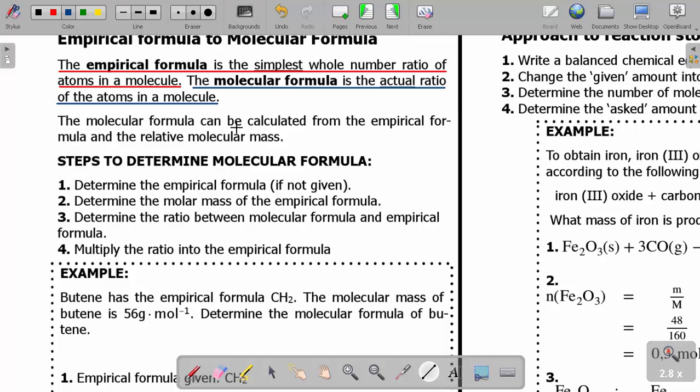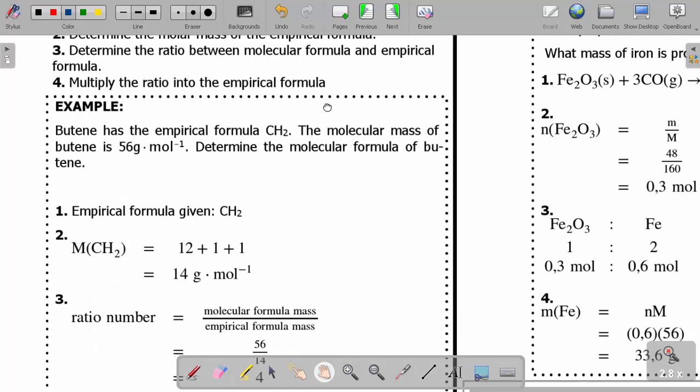Now, the molecular formula can be calculated from the empirical formula and the relative molecular mass. These are the steps to determine the molecular formula. First, determine the empirical formula if not given, then determine the molar mass of the empirical formula, and then determine the ratio between the molecular formula and the empirical formula. Then multiply the ratio into the empirical formula. Then there you go, you'll be fine.